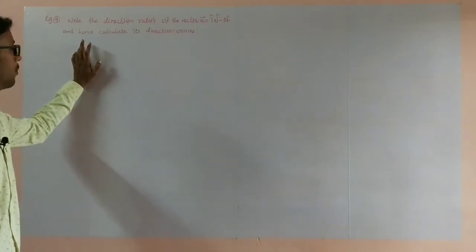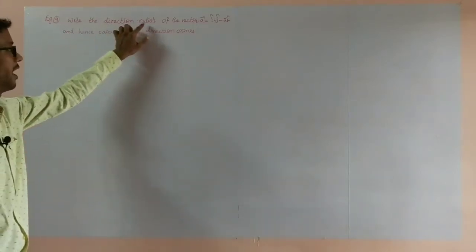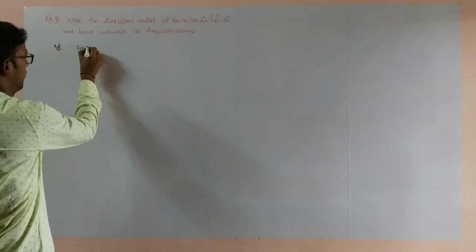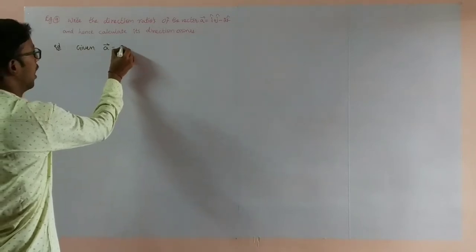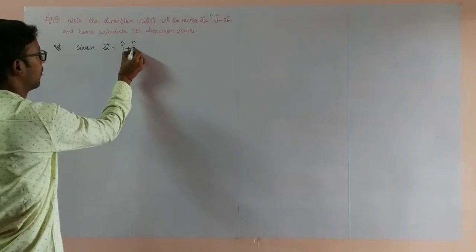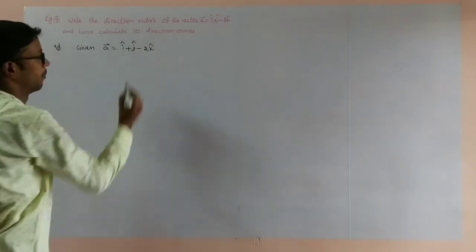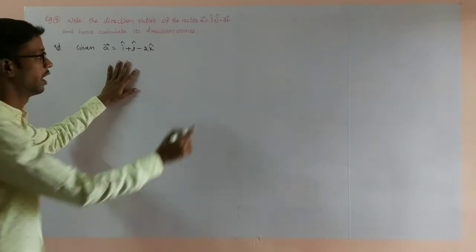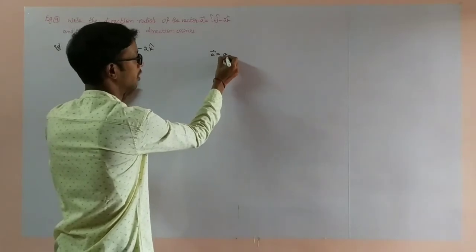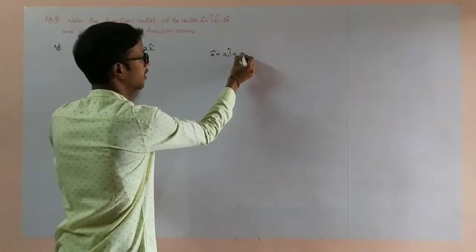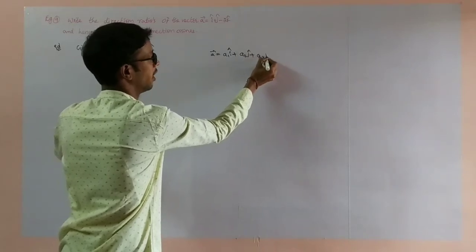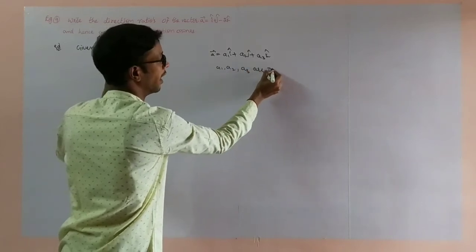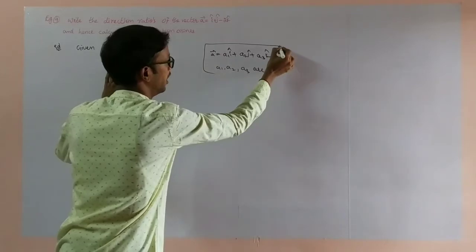Next, example 9. Write the direction ratios of the given vector a bar is equal to i cap plus j cap minus 2k cap. Write down the direction ratios. We have one formula: a bar is equal to a1 i cap plus a2 j cap plus a3 k cap, where a1, a2, a3 are the direction ratios.